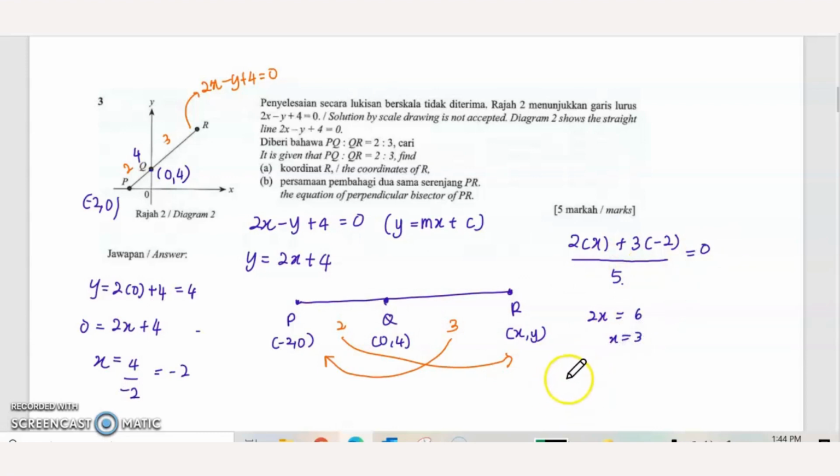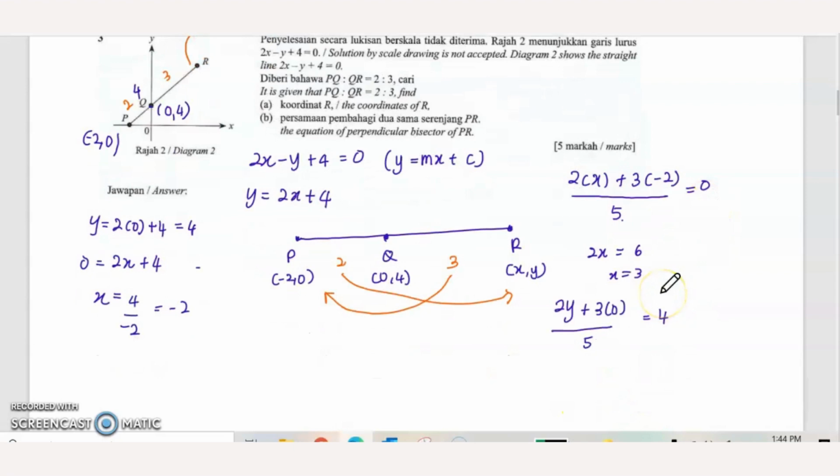Okay, and then dapat x equal to 3, masukkan pula formula untuk y. So, y: 2 times the y coordinate of R plus 3 times the y coordinate of P, which is 0. And then we divide by 5 and we equate with 4. Okay, and then this one, 2y equal to 20, and we get y equal to 10. Okay, so therefore the point R is (3, 10). Okay, that is question A.